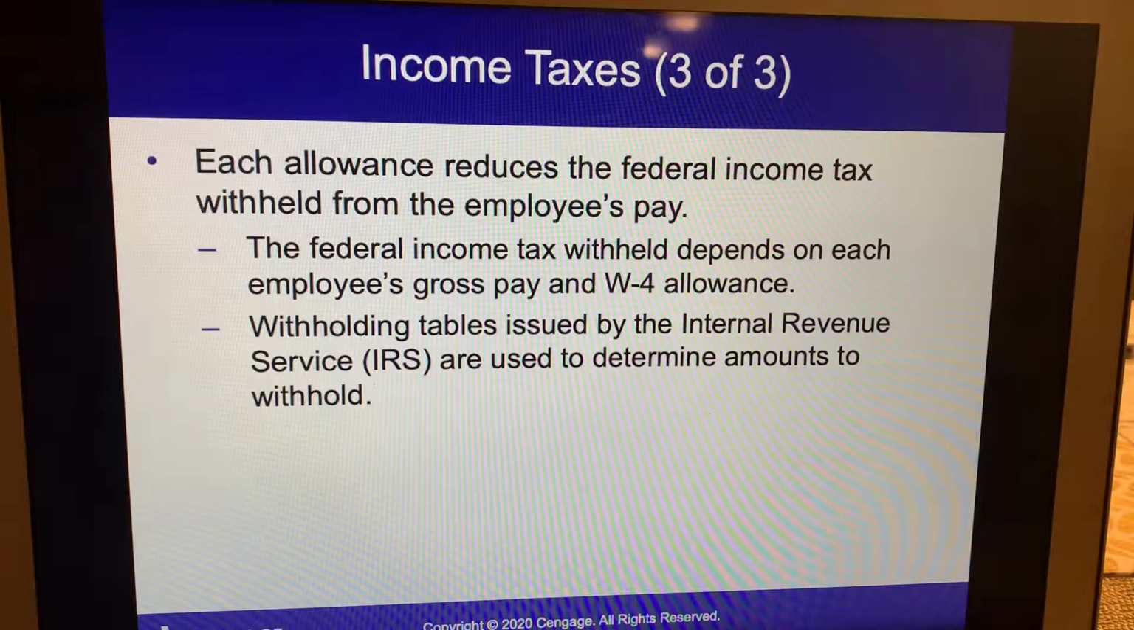Each allowance reduces the federal income tax withheld from the employee's pay. The federal income tax withheld depends on each employee's gross pay and W-4 allowance. Withholding tables issued by the IRS are used to determine amounts to withhold.